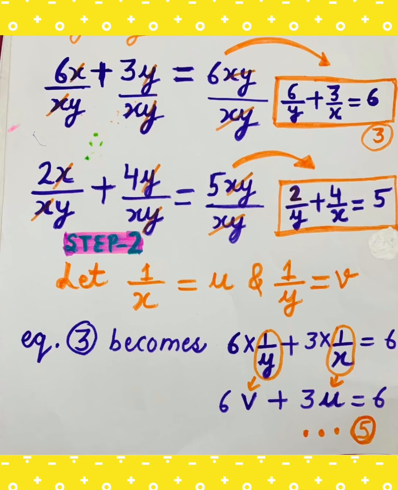Now children, 6 as it is, in the place of 1 by y we will replace by v. So it will become 6v plus 3 into 1 by x. 1 by x we will replace because we have taken it as u. So 3 into u is equal to 6. This is our new equation number 5.